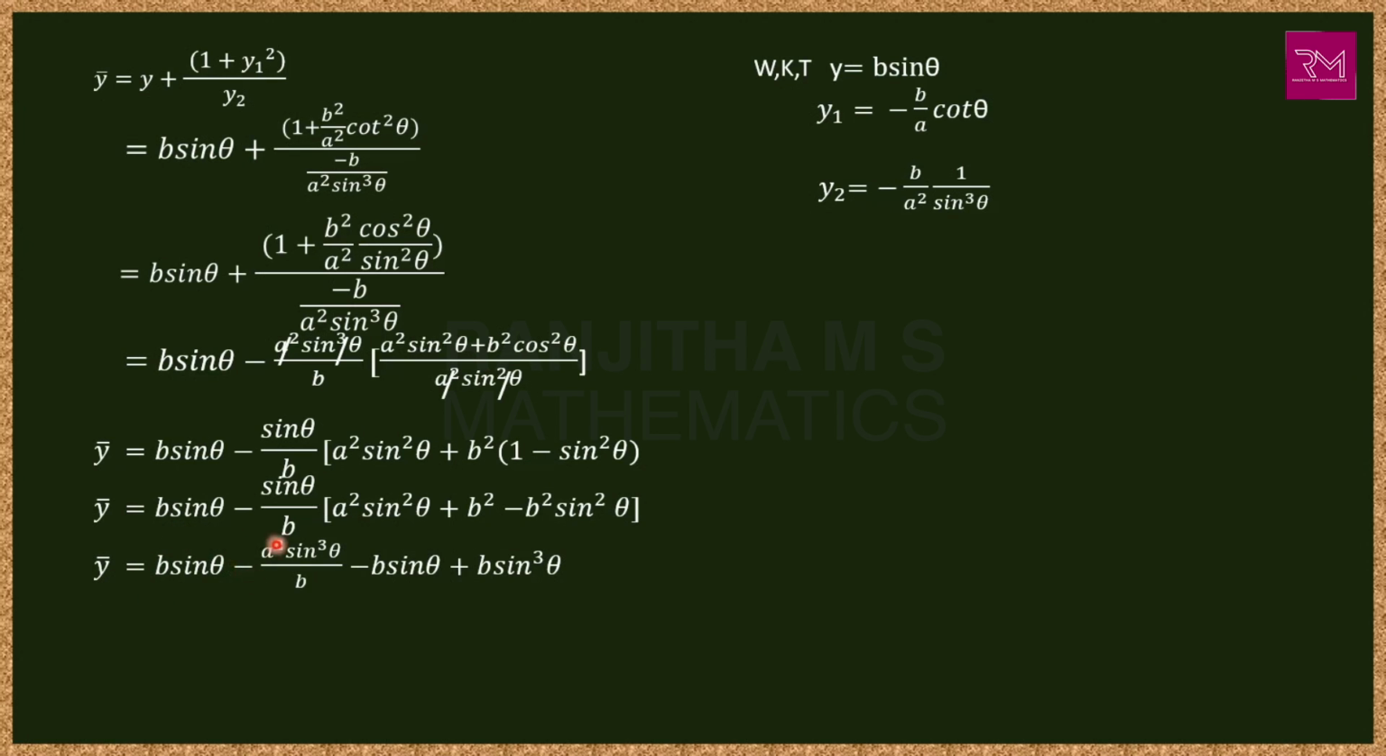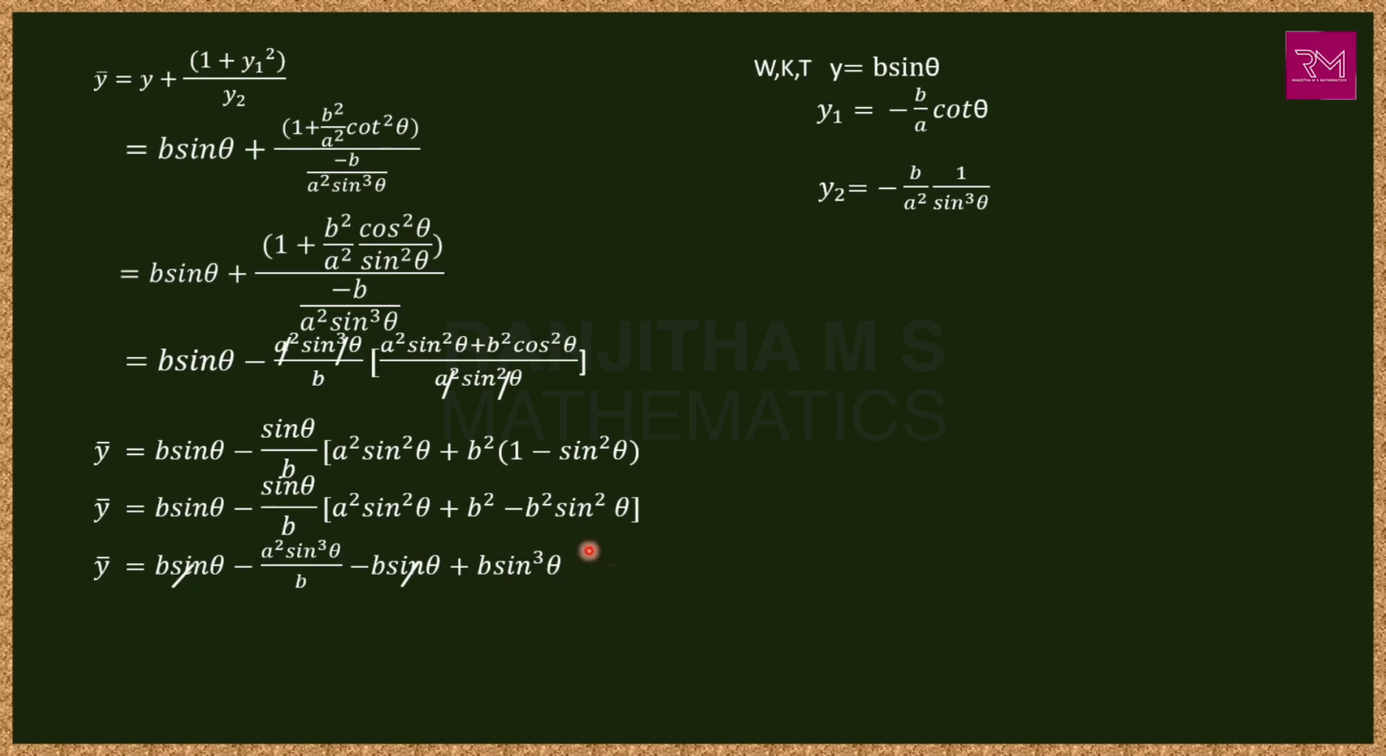sin theta minus, here sin theta by b into a square sin square theta is a square sin cube theta divided by b, plus into minus is minus, here b and b get cancelled, the remaining is b into sin theta, again minus into minus is plus, here 1 b and b get cancelled, hence we get b sin square theta into sin theta is b sin cube theta. The next step, here plus b sin theta minus b sin theta gets cancelled, and simplify as before, we get here minus a square sin cube theta divided by b plus b into sin cube theta.